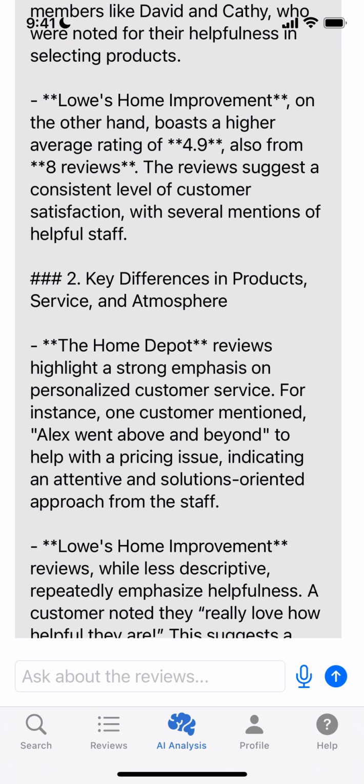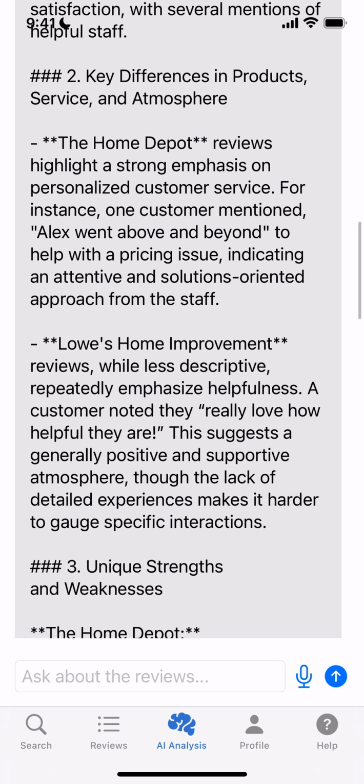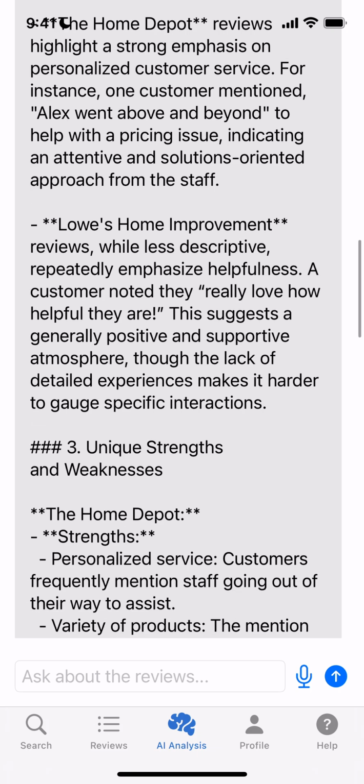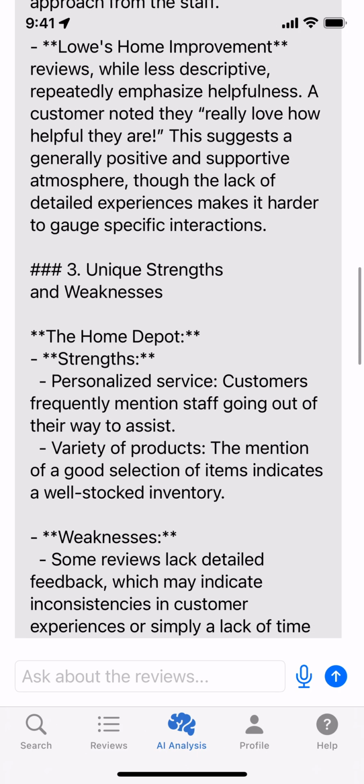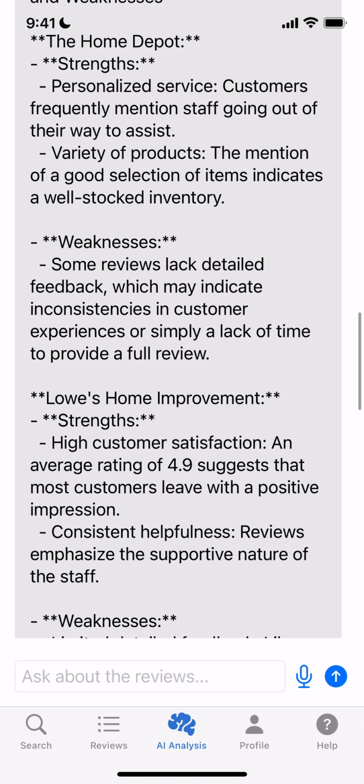Key differences in product, service, and atmosphere. Home Depot reviews highlight a strong emphasis on personalized customer service. Lowe's Home Improvement reviews, while less descriptive, repeatedly emphasize helpfulness. Unique strengths and weaknesses. The Home Depot, personalized service. Customers frequently mention staff going out of their way to assist. Variety of products. Mention of a good selection of items indicates a well-stocked inventory. Some reviews lack detailed feedback.